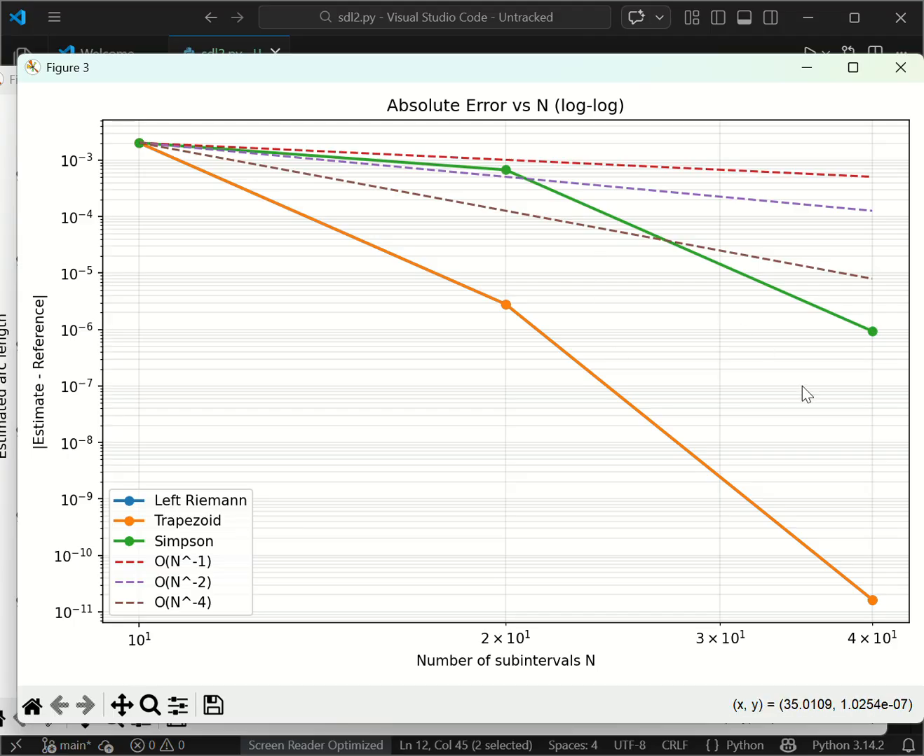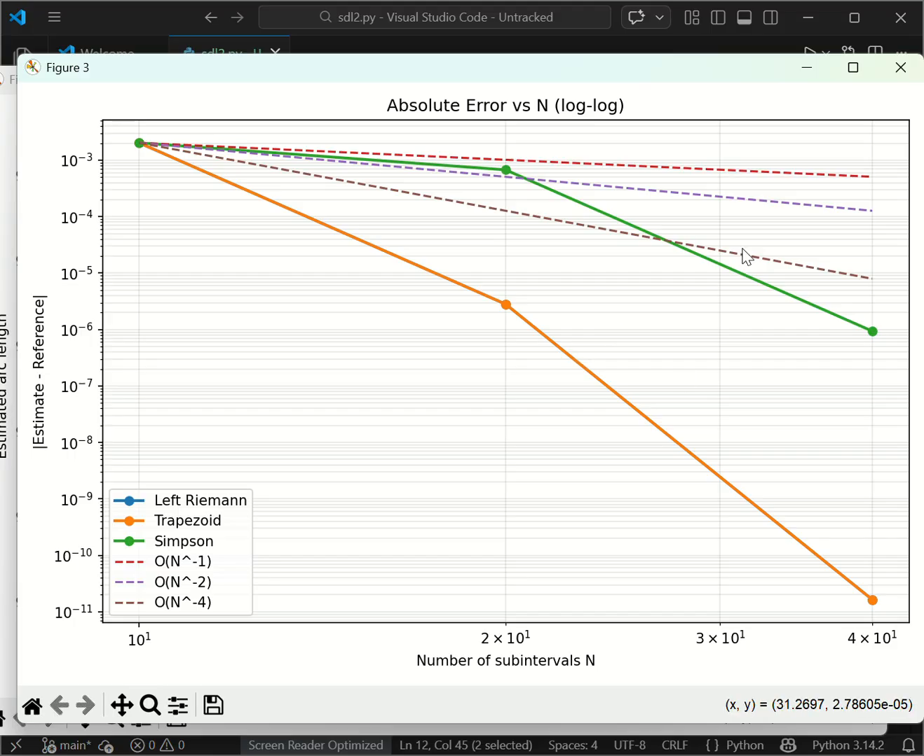Think of this like upgrading a camera. Some cameras improve image quality slowly when you increase resolution. Others improve dramatically. Simpson's rule is the high-end camera. Small increases in resolution give you much better results.